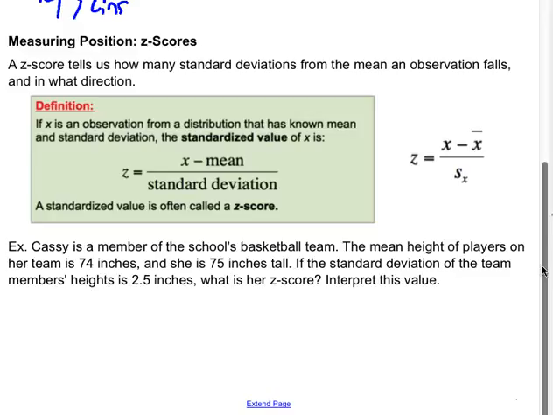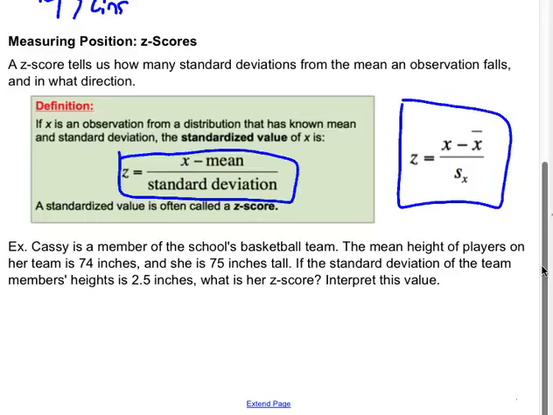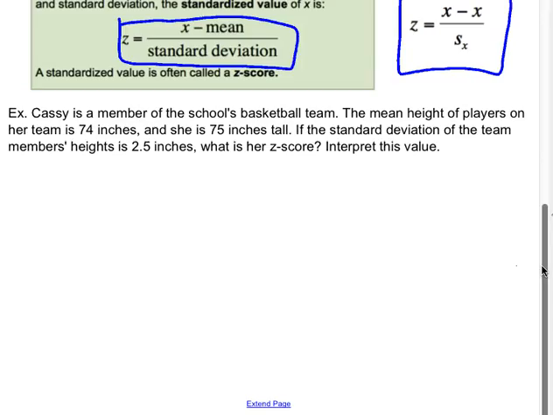So if x is an observation from a distribution that has a known mean and standard deviation, the standardized value of x is that. This is going to be extremely important. That's what it would look like symbolically. And this is often called the z-score, the standardized value. So let's take a look at this.